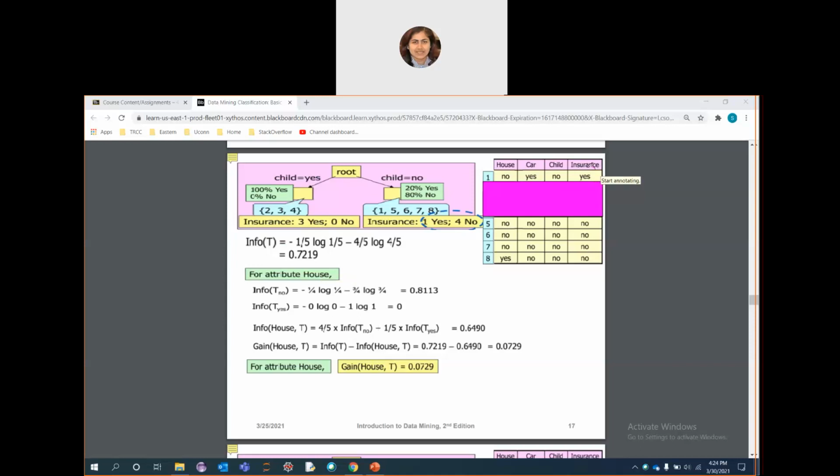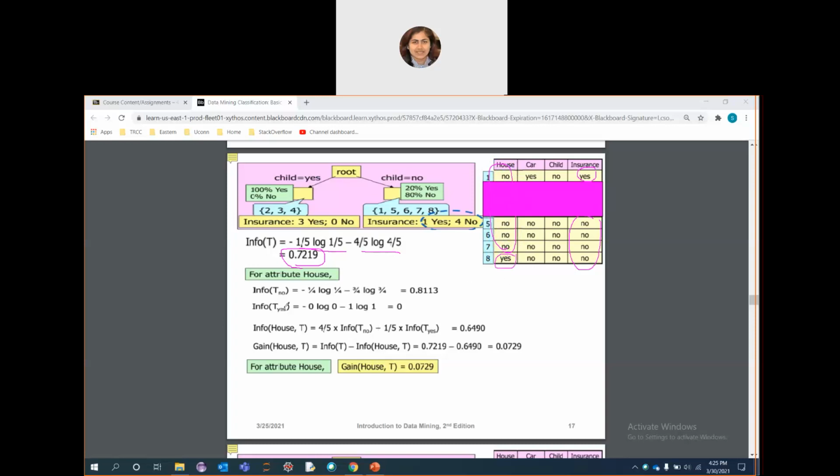So out of how many? 1, 2, 3, 4, 5. 1 is yes and 4 are no's. So for that, we calculate the info, that probability, which is 0.7. That is the overall entropy of the given data set. In the same way, find out first for the house. For house, we have 4 no's and 1 yes.